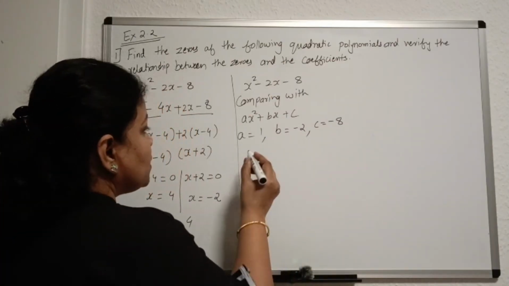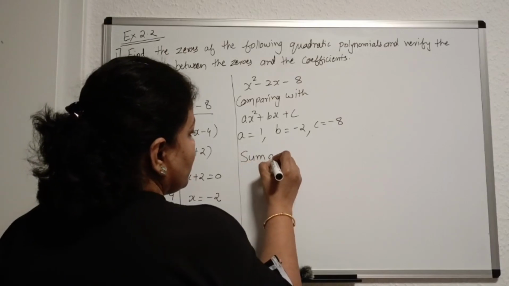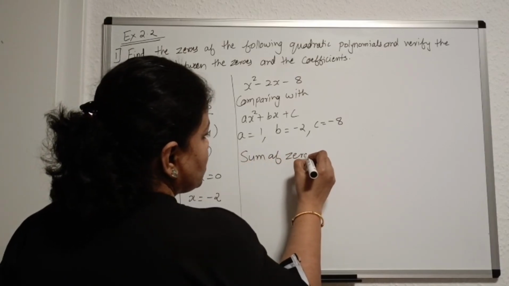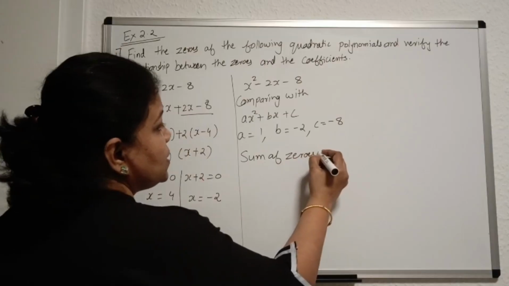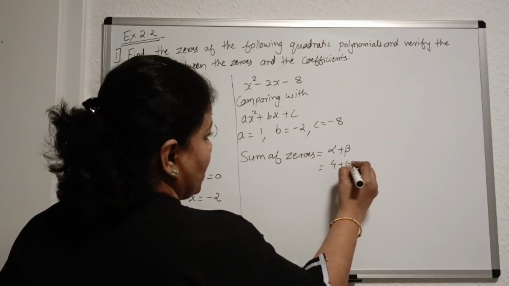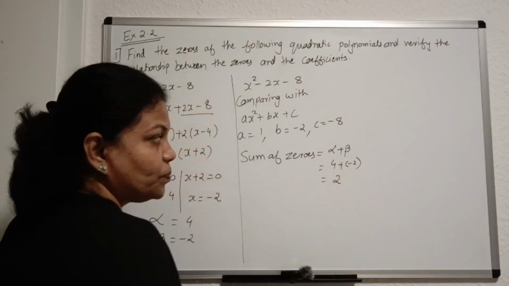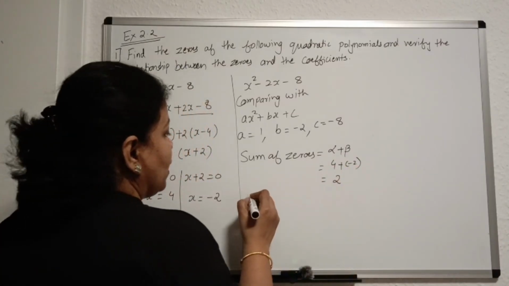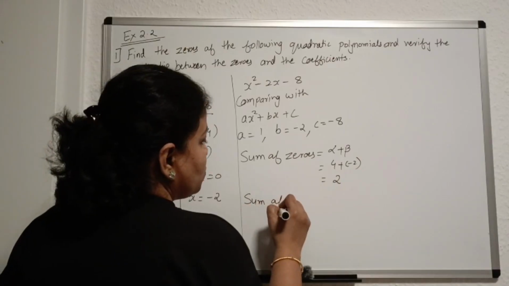Okay. Next, we will write the sum of zeros. So you got the zeros alpha plus beta. If you do that, you will get 4 plus minus 2, that is 2. And by formula, what is the formula of sum of zeros?